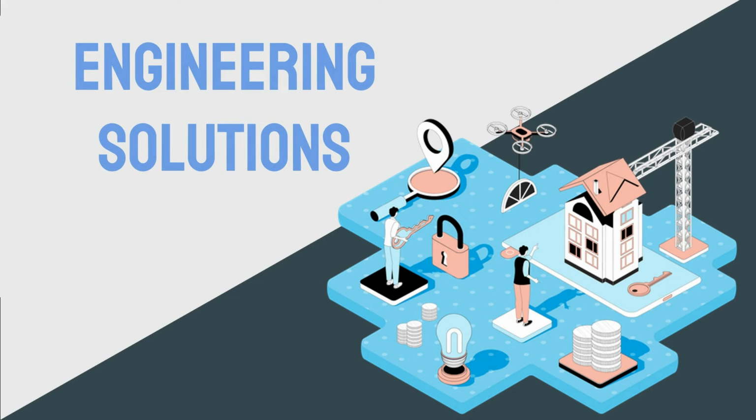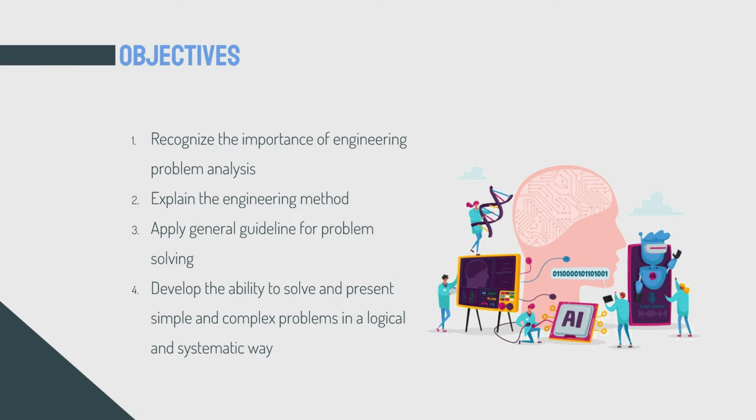So today we'll talk about engineering solutions. The objectives of this chapter would be, firstly, we need to recognize the importance of engineering problem analysis. We need as well to explain the engineering method. Last time we talked about the design process steps.